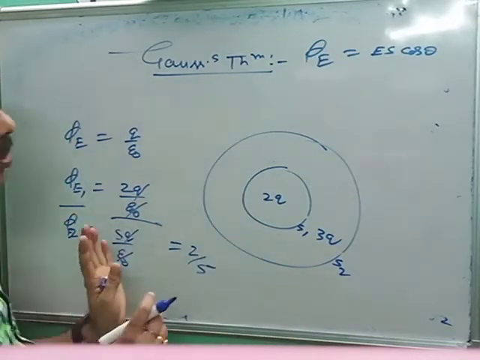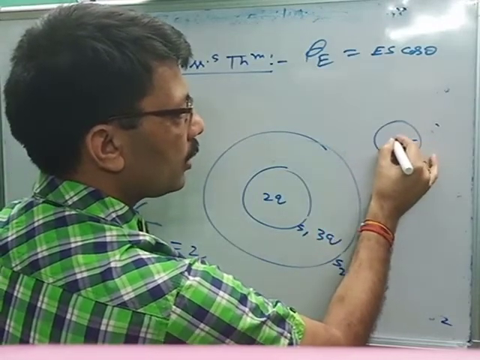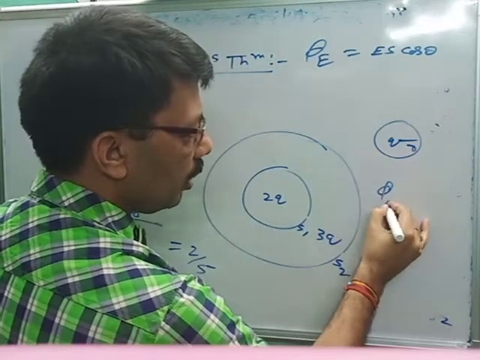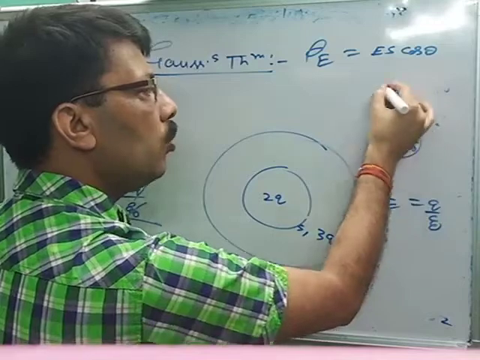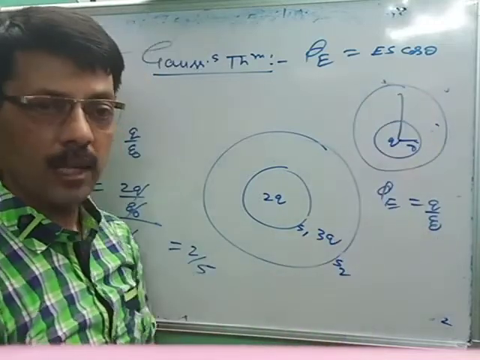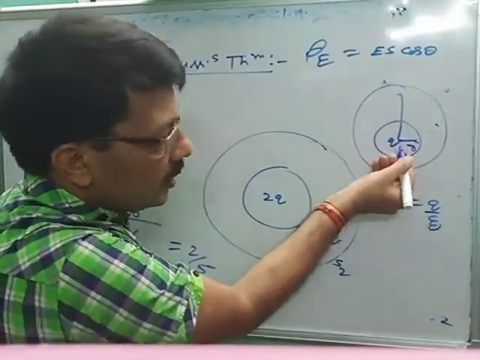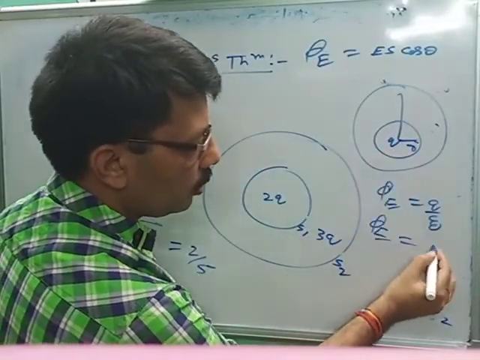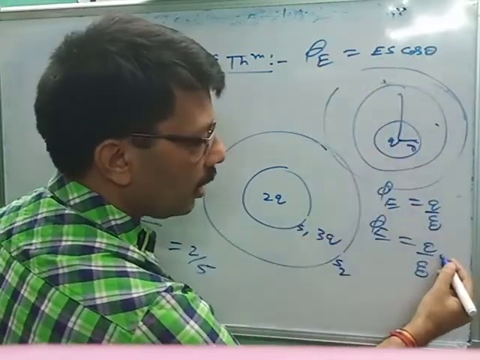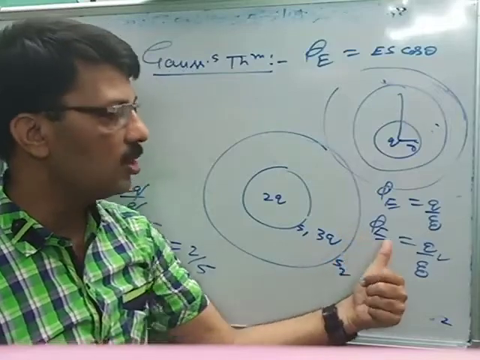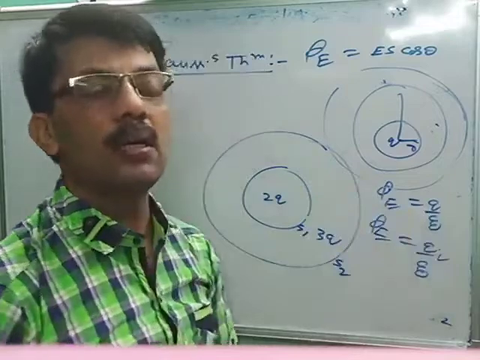Now one thing we should know: suppose the radius is r and the charge is q. Its flux will be phi equal to q upon epsilon naught. If the radius becomes 2r, what will be the flux? Flux is independent of radius, because the charge is the same. So again phi E equals q upon epsilon naught. If the radius is 3r, 4r, 5r, all the time the flux will be phi equal to q upon epsilon naught. It means the flux always depends on charge but not on radius.